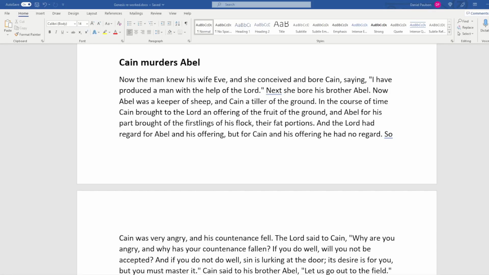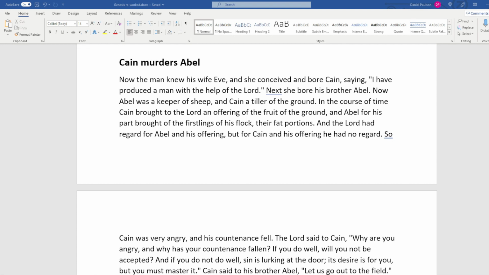Okay. So the next thing that happens is that Cain murders Abel. And let's talk about this for a second. I'll read a little bit first and then talk about it. Now the man knew his wife Eve, and she conceived and bore Cain, saying, "I have produced a man with the help of the Lord." Next she bore his brother Abel.